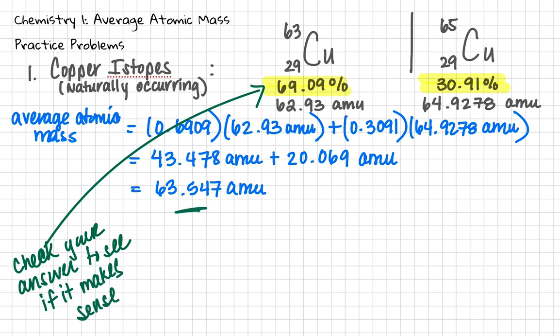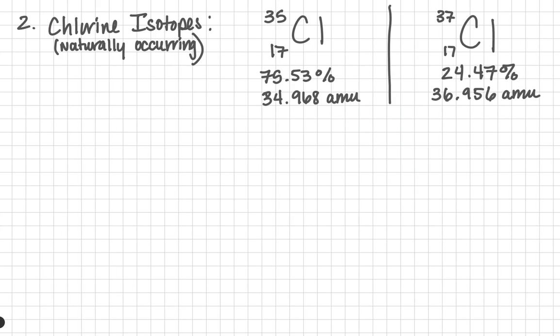If this answer was 61, you know it's wrong. If it was 67, you know it's wrong. It has to be between what they give you.